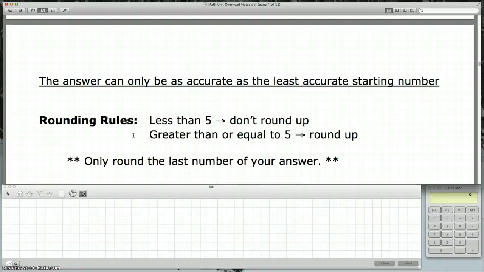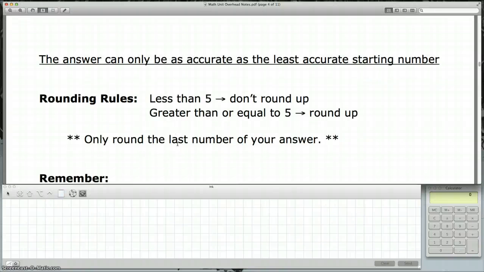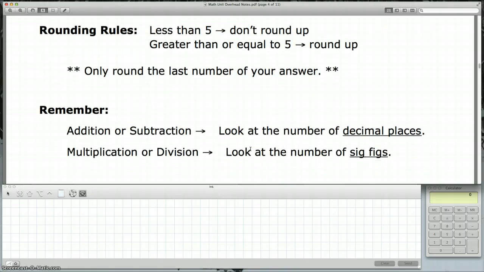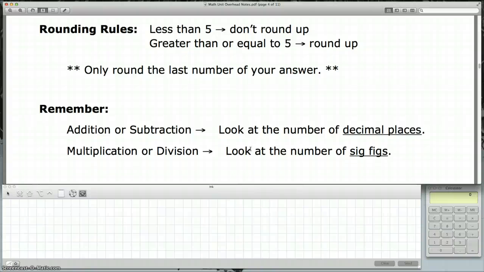Just reminders, rounding rules: if it's less than 5, don't round up, you just cut it off. If it's greater than or equal to 5, you round it up. And you only round the last number of your answer. The exception to that, I should say, is if that last number of your answer is a 9, that will turn it to a 0, and then move the next number to the left up 1. We'll see some examples of that later. And a reminder, addition or subtraction, look at decimal places. Multiplication and division, look at sig figs. If you can remember that, you should be good.